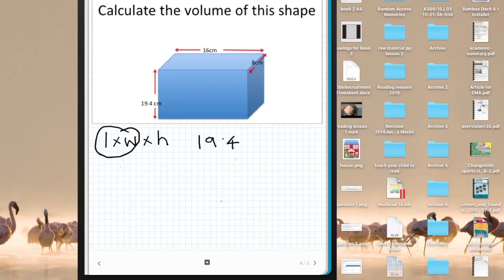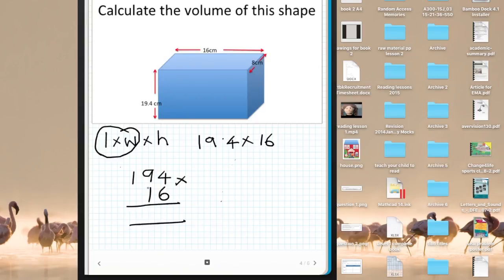I'm just going to write it out like this first, and then I'm going to times that answer by 8. So when I've got a decimal number, I just write out my sum as if the decimal doesn't exist, because I'm going to deal with the decimal places afterwards. So I'm just going to write it out as 194, it's just easier.